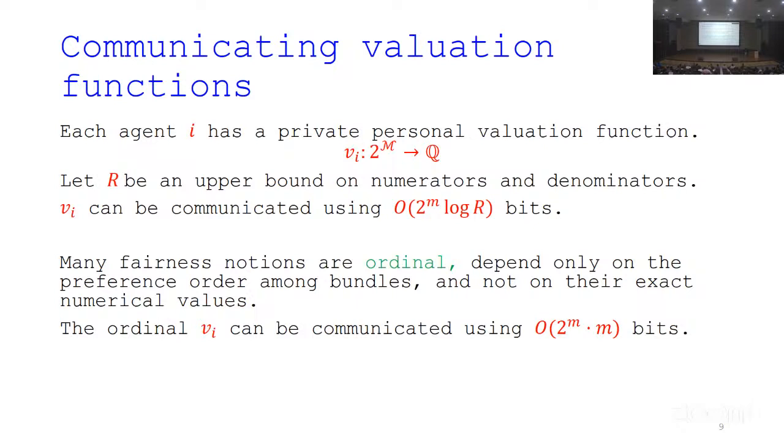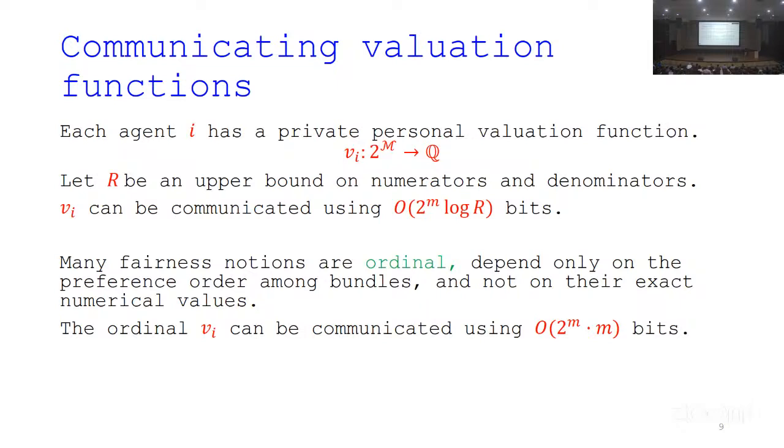If you don't want a dependency on the numbers involved, and we often don't want it, then something that works in our favor is that many fairness notions are what we call ordinal. All they depend on is the order among the bundles, which bundle of items is better than which other bundle, and not the exact value. So if you just want to transmit the order among the bundles, there are 2 to the m bundles, so you can do that in 2 to the m times m bits. Now the complexity depends only on the number of items and not on the actual values.